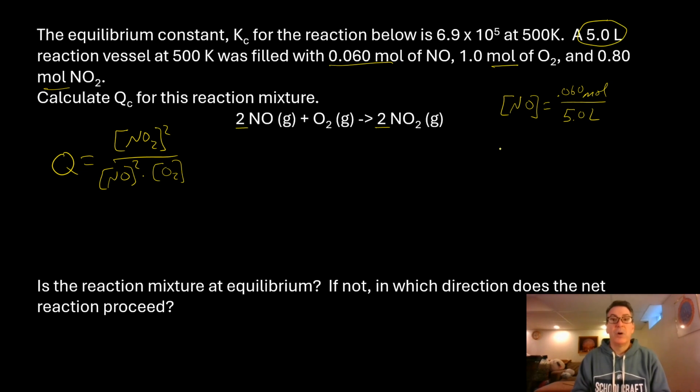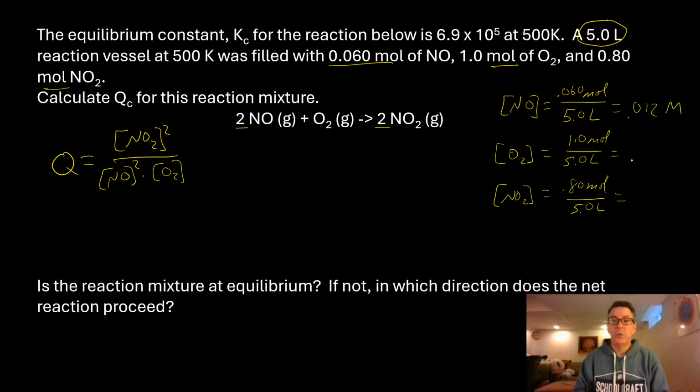And so we'll do that for all 3 of these. So we'll get the concentration of O2 here as well. And that's the 1 mole divided by the same volume. These are all in the same volume, so that's all going to be the same for every single one of these. And then the last one, the NO2, was 0.8 moles. And again, divide by 5 liters there. And so we can get each of those. The first one here comes out to 0.012 moles per liter. The second one is 0.20 moles per liter. And the last one is 0.16 moles per liter.